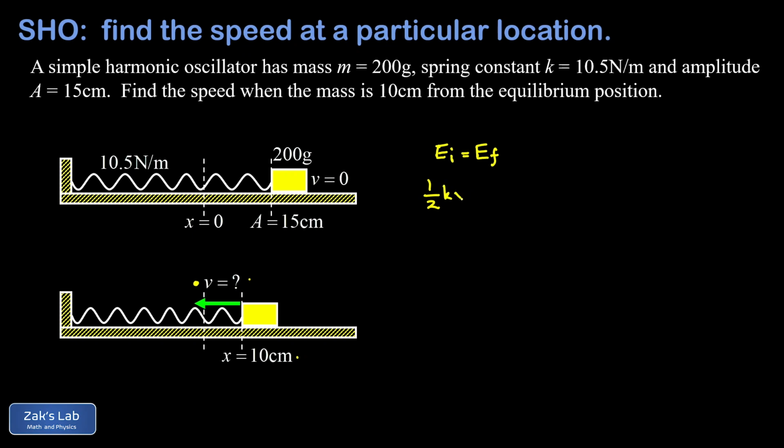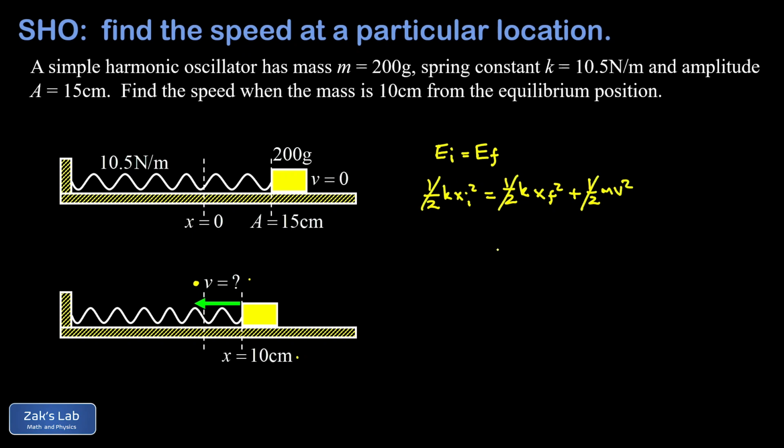It's going to be 1/2 k x initial squared. And then in the final state, in our second picture here, we still have some spring potential energy. We're 10 centimeters away from the equilibrium length. So I'm going to have 1/2 k x final squared plus the kinetic energy of this thing, so 1/2 m v squared. So we can go ahead and clear the 1/2s out of here.